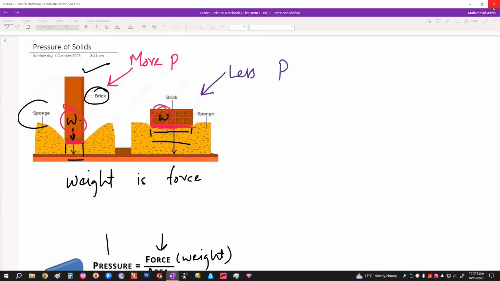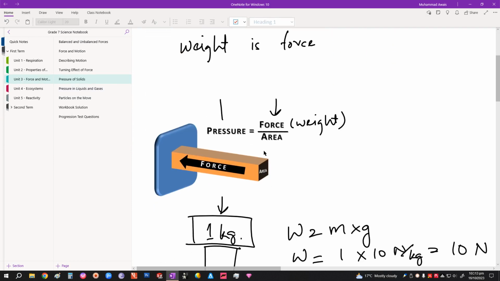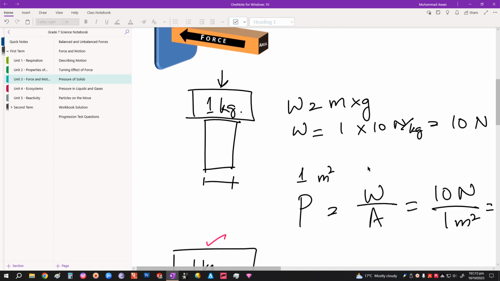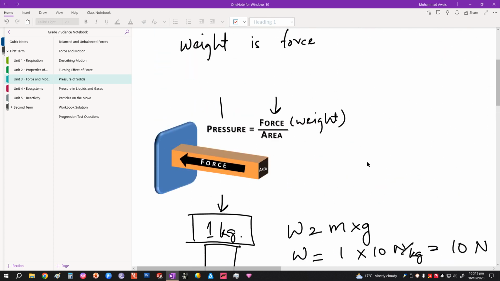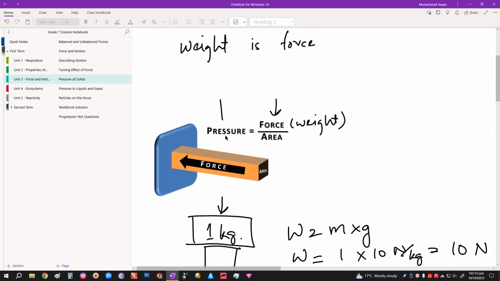So moving on, this is a little bit about pressure of solids. Very easy topic. It's more of a conceptual idea than complex mathematics. It's very simple mathematics that you can do. Nothing complicated over here. You just need to remember this formula. Pressure is equal to force, and force we can also take as a weight, or the physically applied force, which is in this case over here, divided by the area.